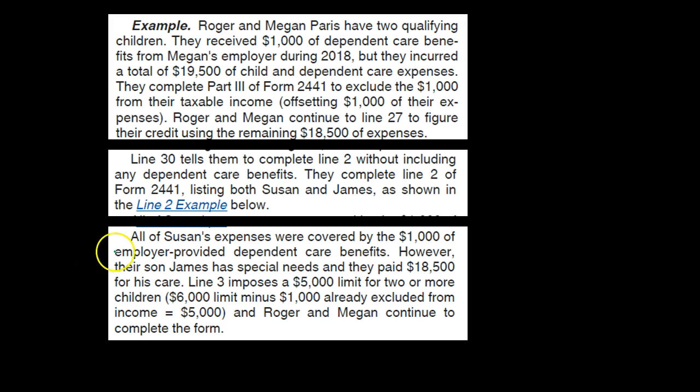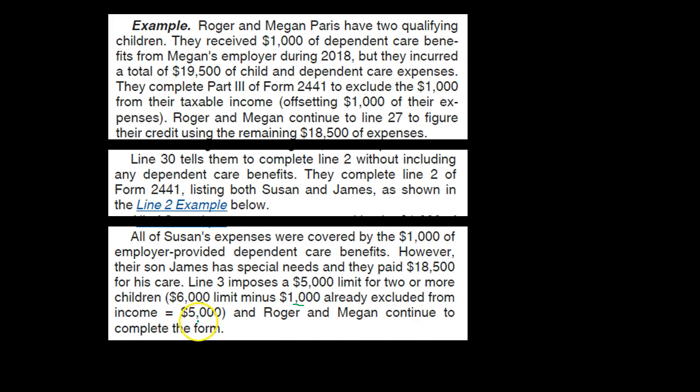So we have this large amount being paid, right? $18,500, but $1,000 of it was reimbursed by the employer, bringing it down. That also limited the top limit. So remember, it's $3,000 for one, or $6,000 for two. So $6,000 would be the limit for the two, minus the $1,000 that wasn't excluded because there was a benefit there. And Roger and Megan continue to complete the form.